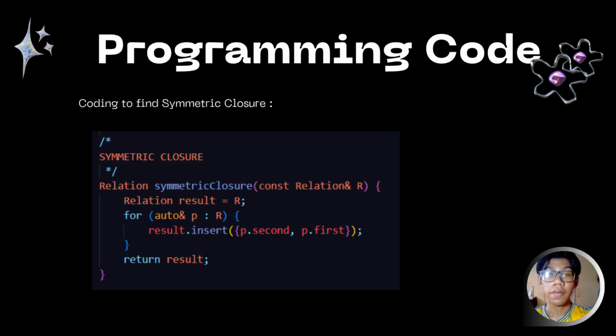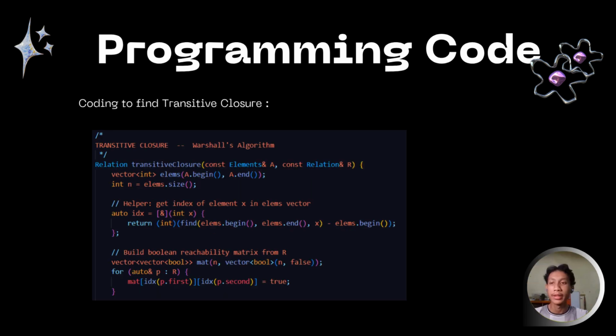Now, because relation is a set, duplicates are automatically handled. If the reverse pair is already in relation, the insert function just safely ignores it. Once the loop finishes processing every pair, we will return the updated result.